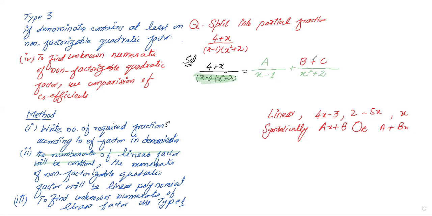But these are constants, not a linear expression. So for this one, you have to put x with either C or P. I am writing over here Bx + C. That is the very important step. In step number 2, whenever you have a non-factorizable quadratic factor, you have to write this.